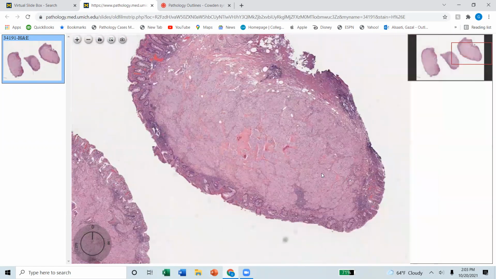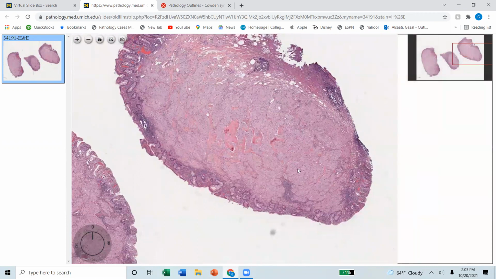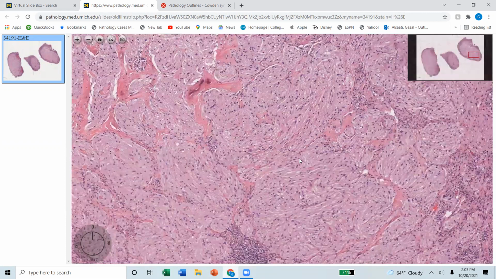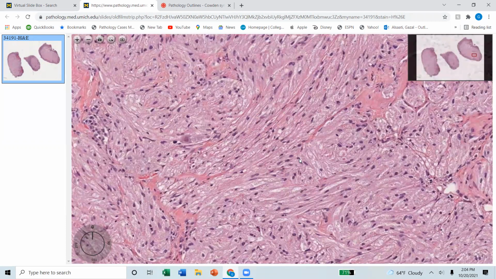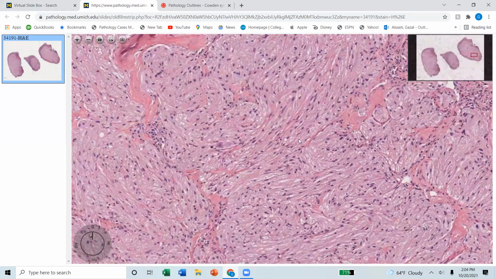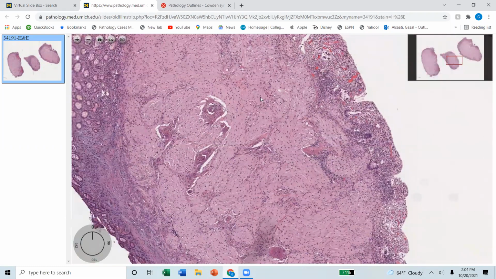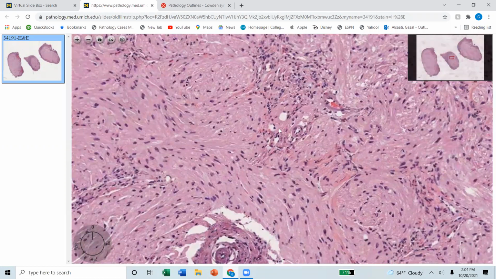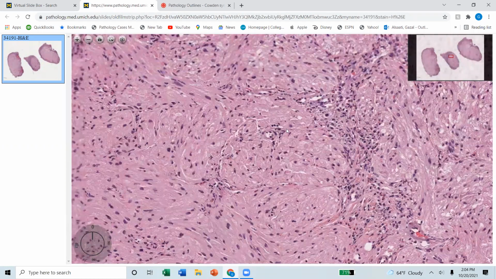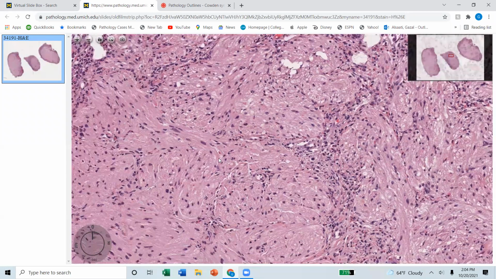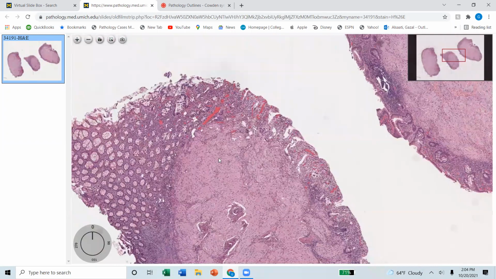I would do an S100, I'll do a Desmin or an SMA, and I'll do a CD117 or a DOG1, because it can look like anything, okay? And this is what it is. It is going to be all S100 positive. I like granular cell tumor.